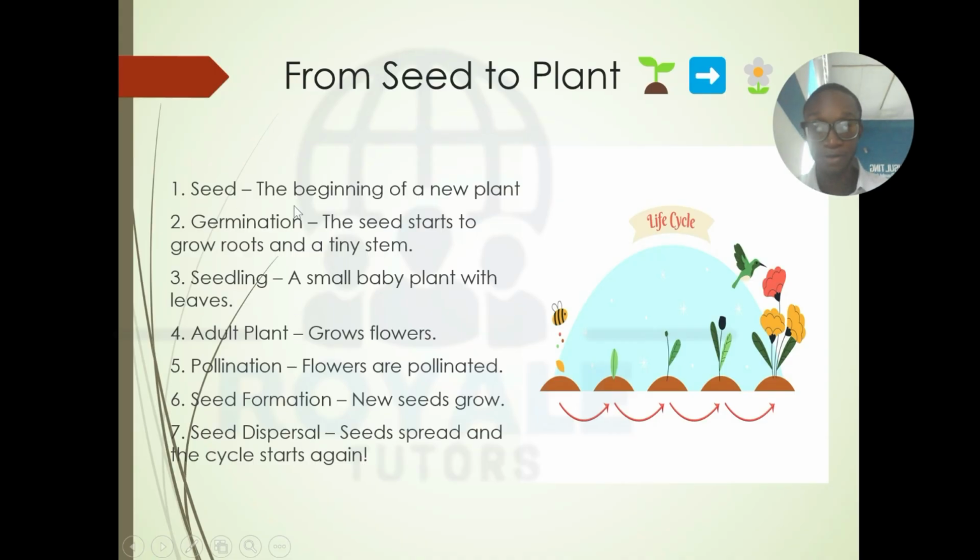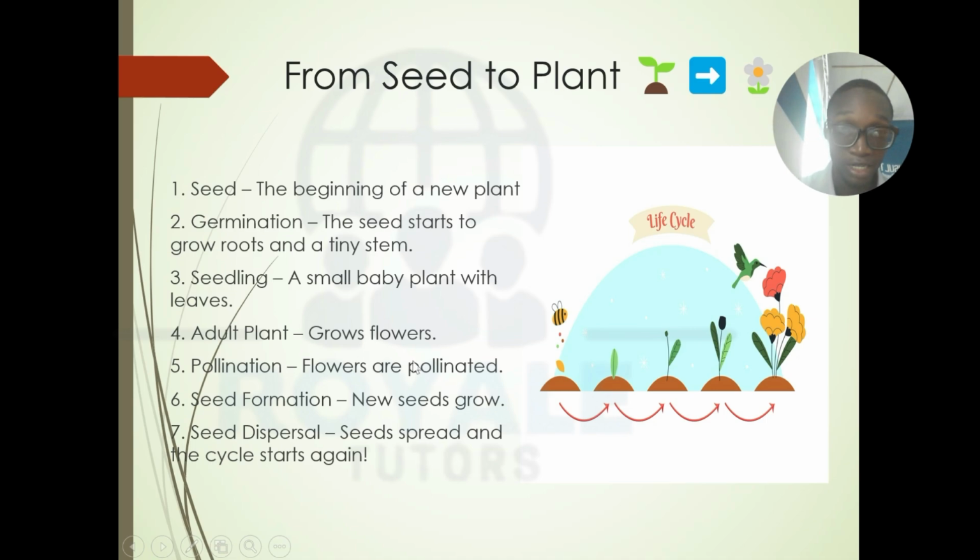The seed, first of all, that's where the bee gets the seed from, wherever it gets it from, and it tosses it on the ground. What next? Germination. So now the seed is inside the ground. It starts to look for nutrient because it has to survive, and it finds nutrient. What happens? A small baby plant with leaves, so it begins to grow. So the adult plant grows flowers, then eventually from here it goes all the way here. So what happens again? Flowers grow up and they're pollinated.